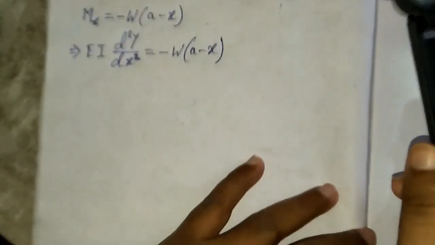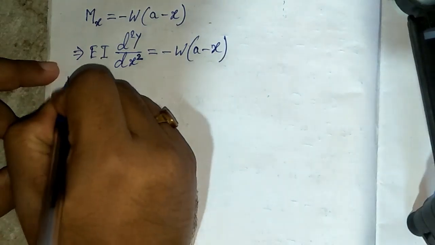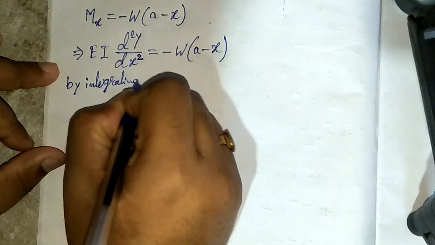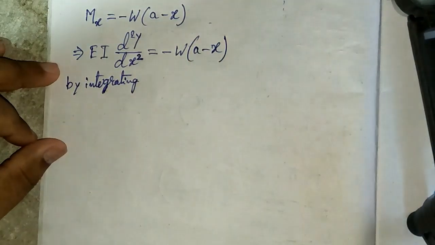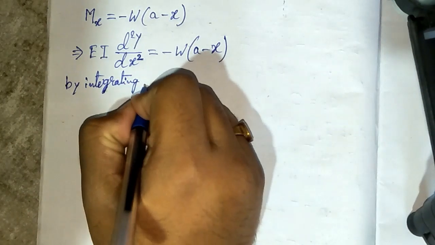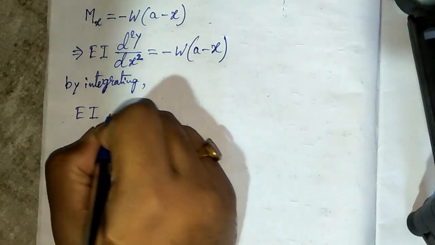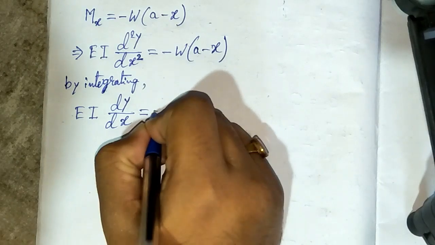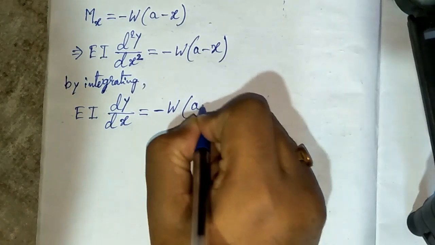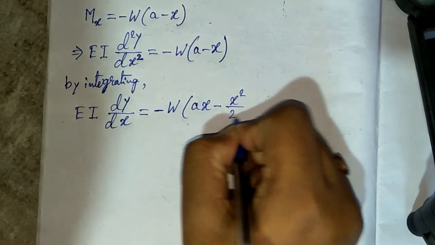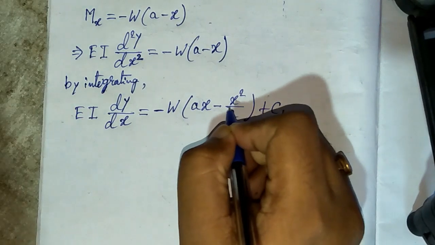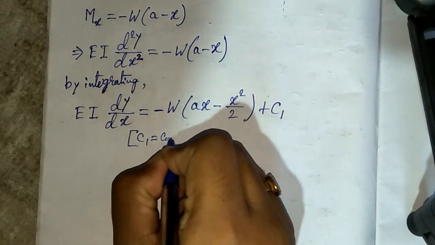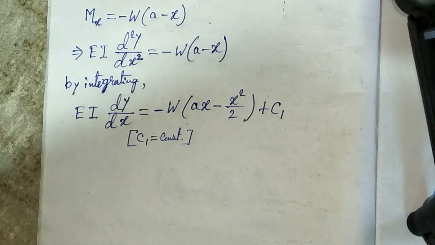By integrating this equation, we get EI dy by dx is equal to minus W into ax minus x square by 2 plus C1, where C1 is the integrating constant.